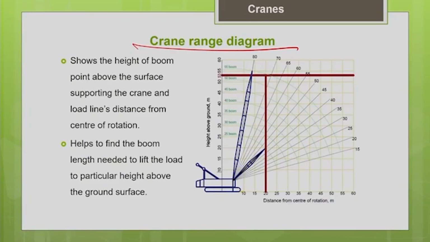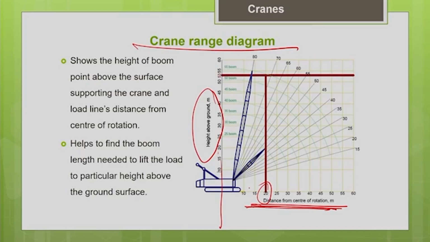So, what you have in this crane range diagram in the x-axis is the distance from the center of the axis of rotation of the crane to the load line. And what you have in the y-axis is the height of the boom tip above the ground. Say for example, if you know that your maximum working radius needed is 20 meters.